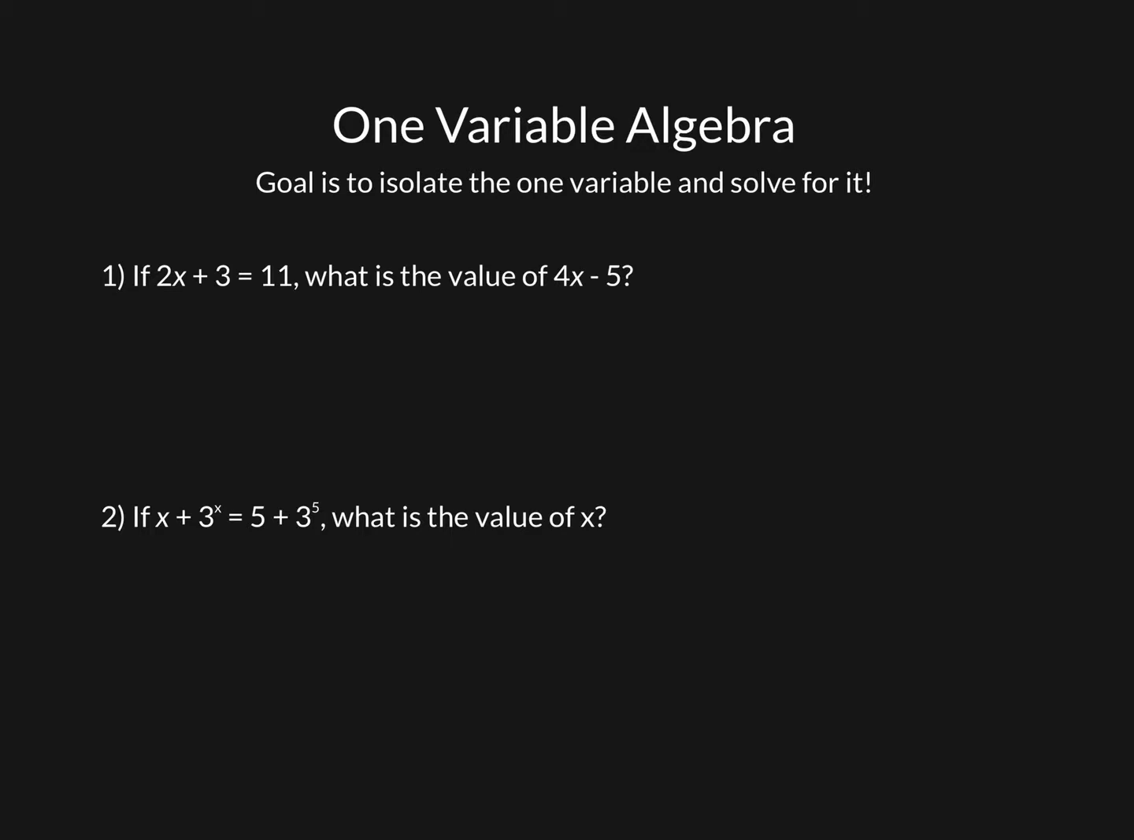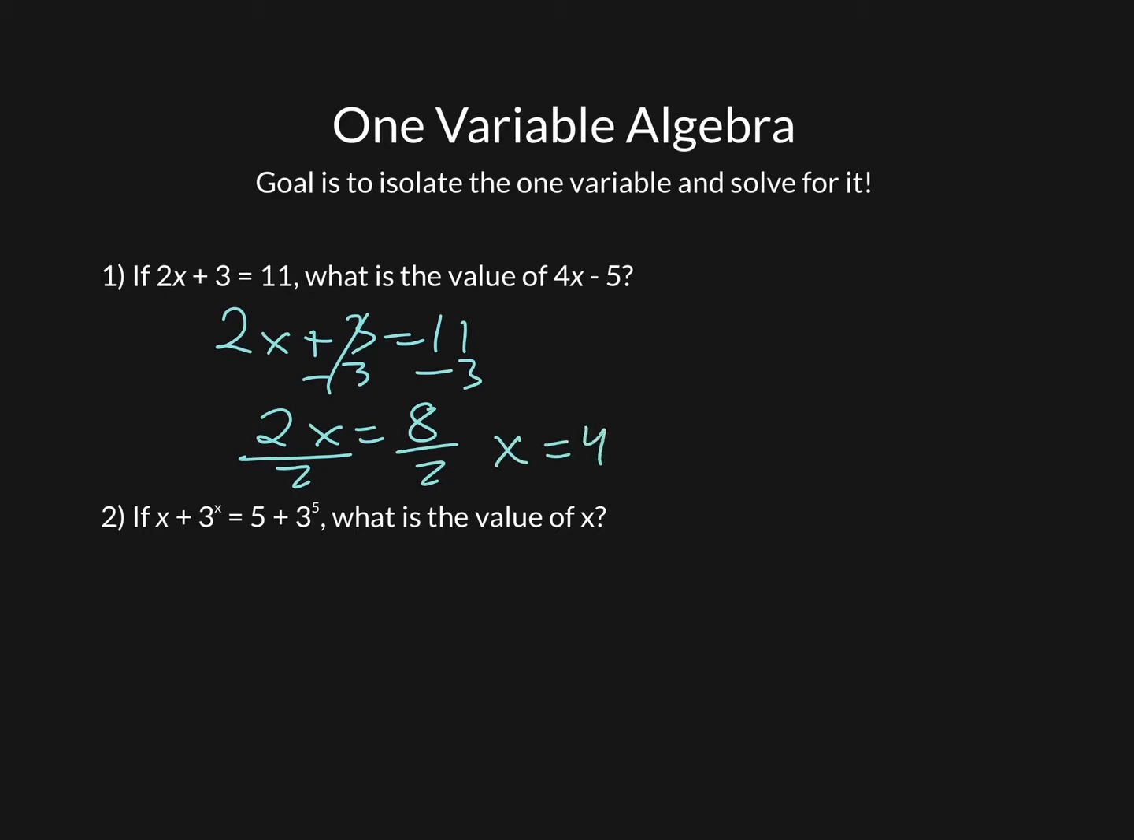Now, the goal of one variable algebra is ultimately to just isolate that one variable and solve for it, whether it's x, a, y, z, whatever the case may be. We always want to isolate that one variable and solve. For example, with number 1, we have 2x plus 3 equals 11. So all we do is minus the 3 on both sides, get 2x equals 8, divide by 2, and we know that x equals 4.